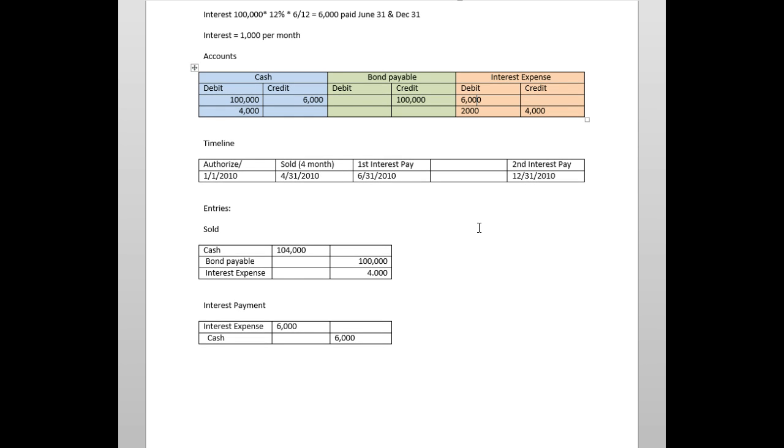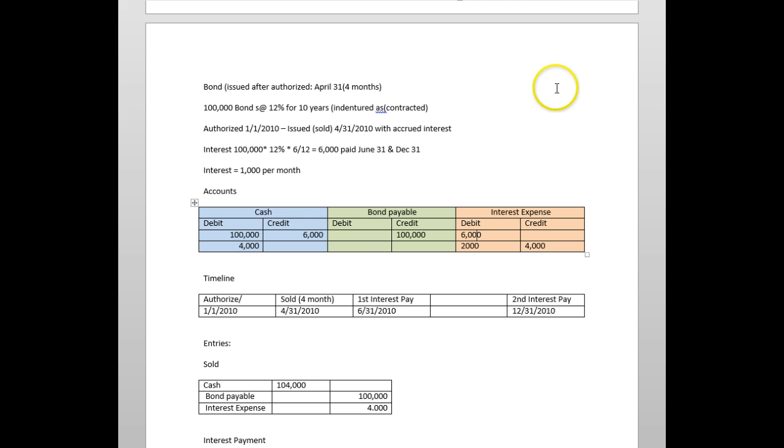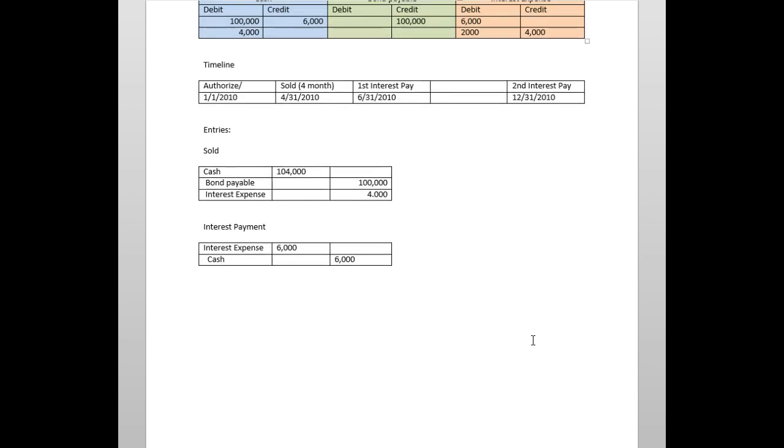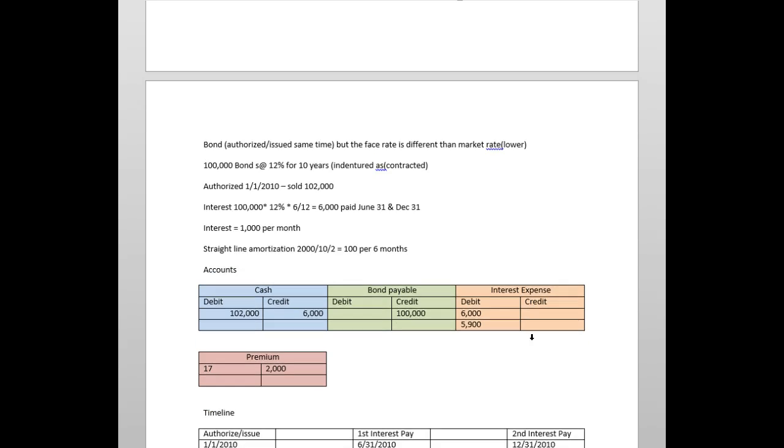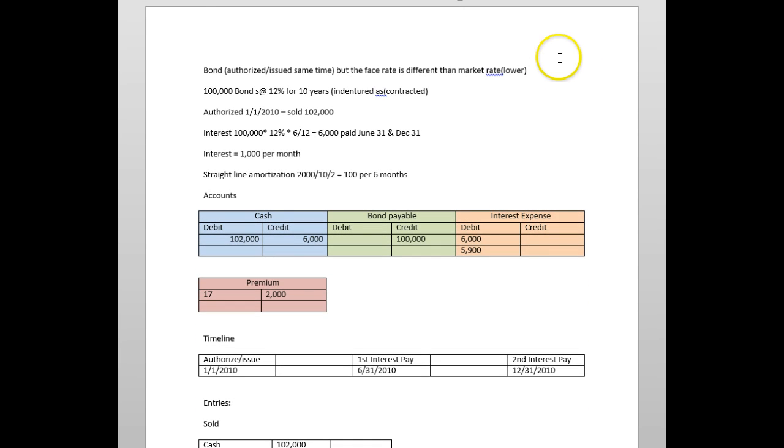Okay, that is a bond that is issued after it's authorized. I picked 4 months simply because it's easy to play with. It could be anywhere during the year. So that, I hope, clears that one up. And now we start in with your favorite ones.